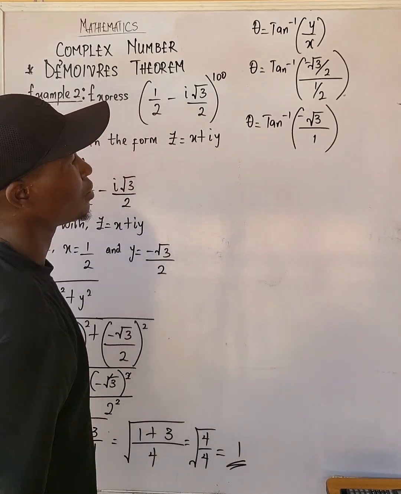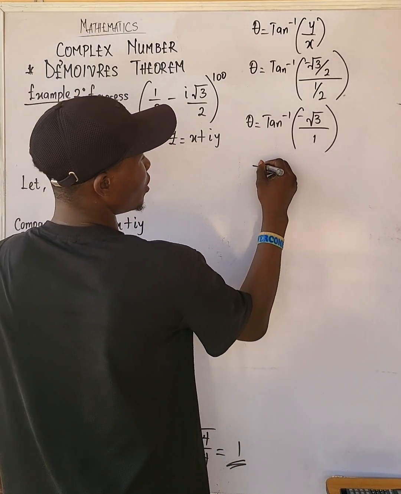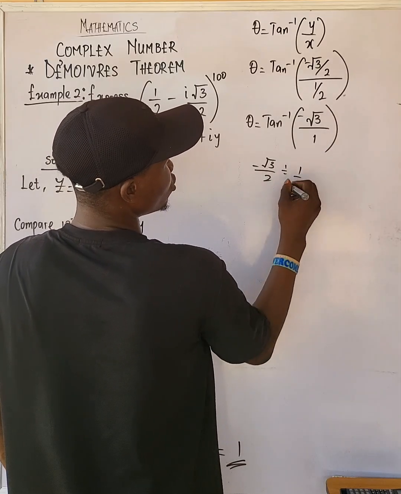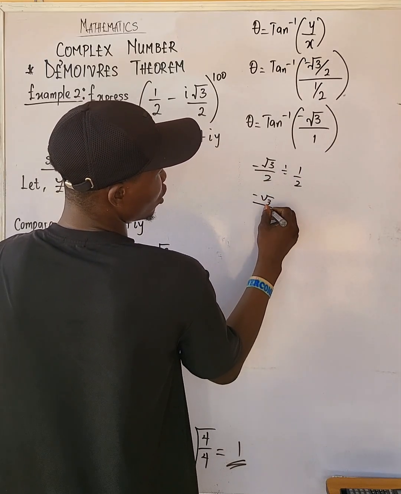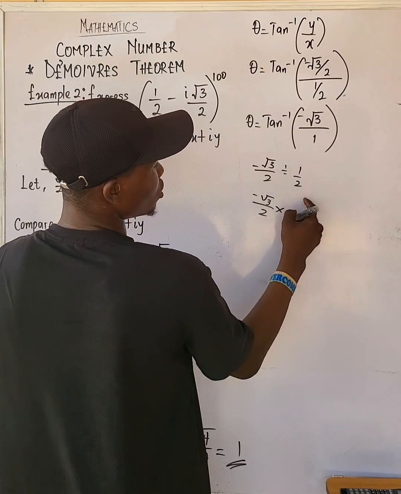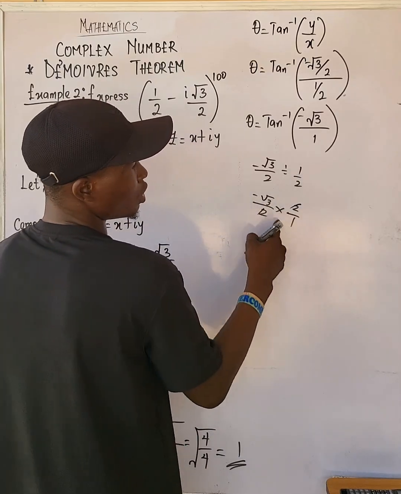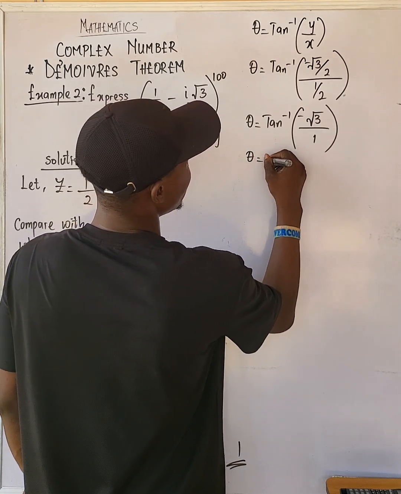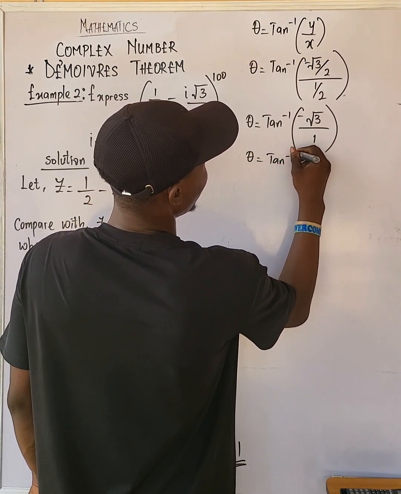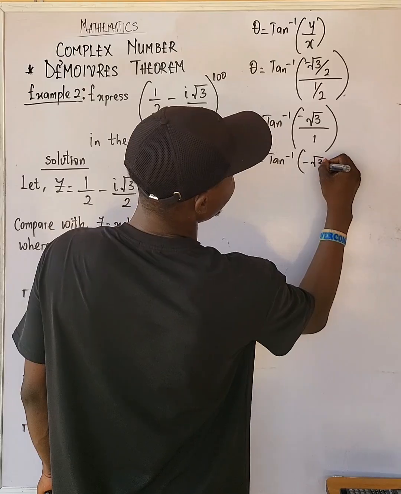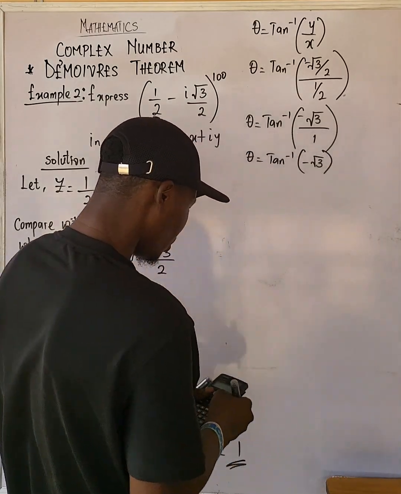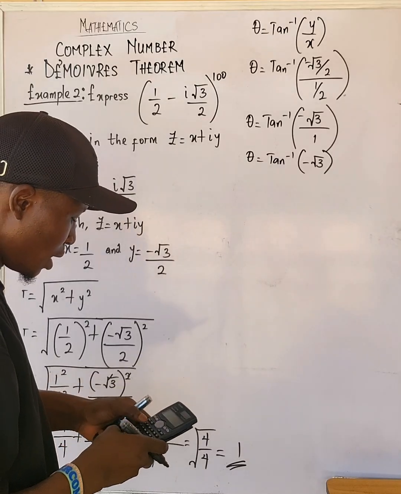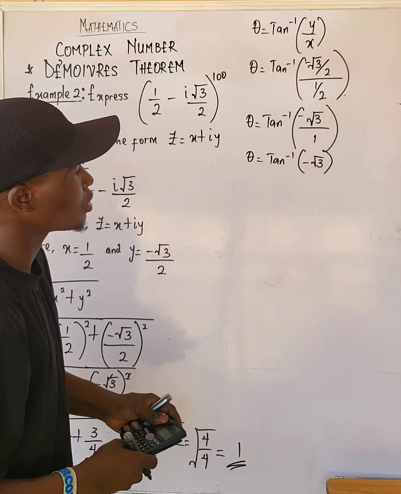Let me do it for you. You have minus square root of 3/2 divided by 1/2. When you change it to multiplication, this goes up, this comes down, that will be 2/1. This cancels this. What do we have? Minus square root of 3/1. It's the same as saying theta equals tan inverse of minus root 3. So tan inverse of minus square root of 3 is what? So that will give us what?